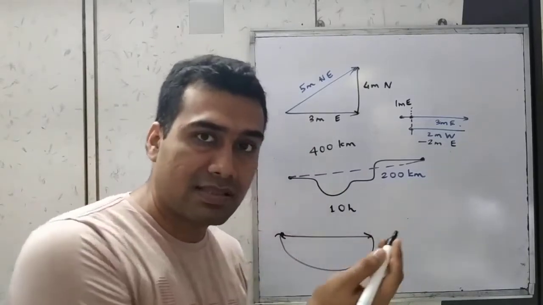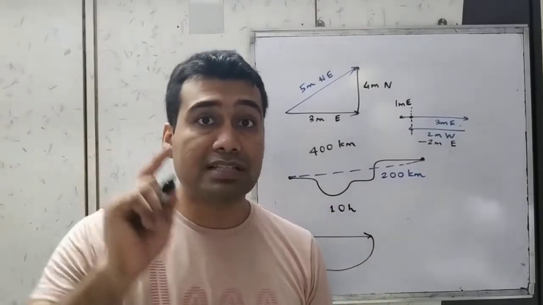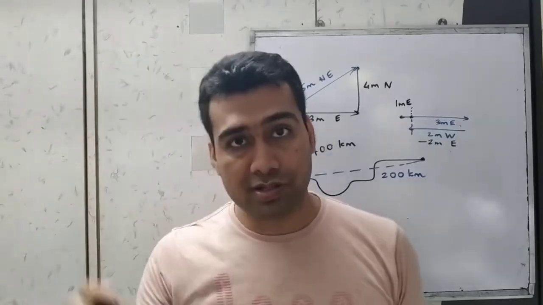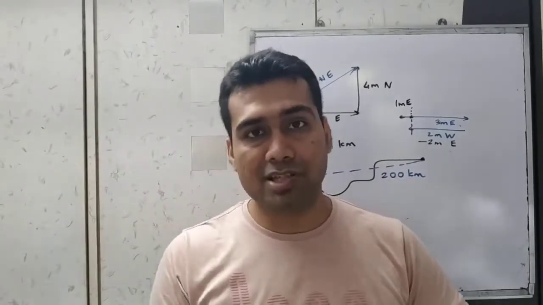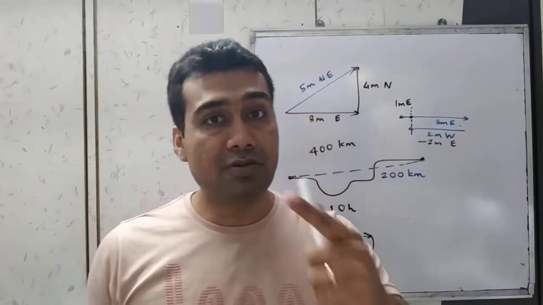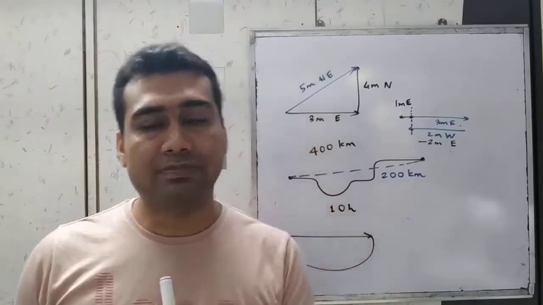The total distance will not be 0. We'll add the 2 distances covered. But the total displacement now is 0. So in a circular motion, when the object comes back to the original position, the distance traveled is 2 pi r, the circumference, but the total displacement is 0. So these are the differences between distance and displacement.